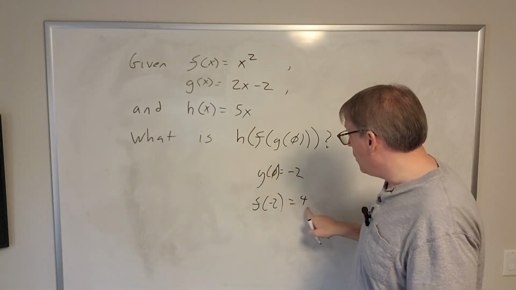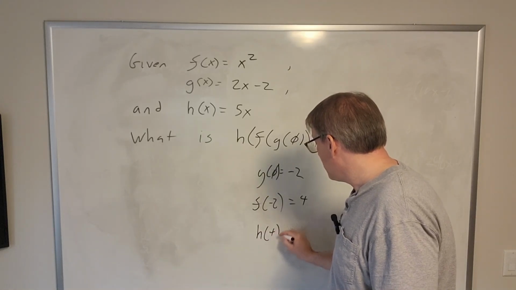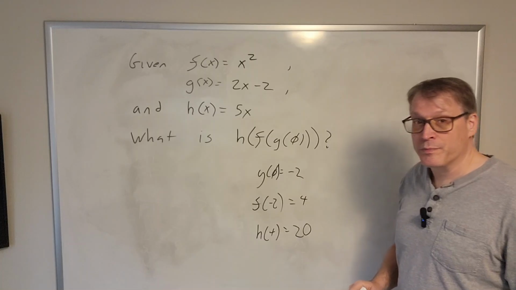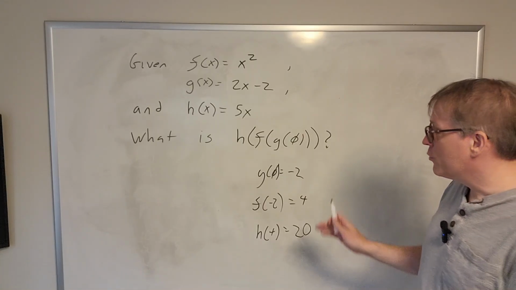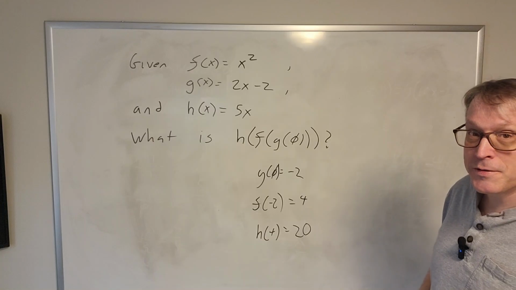So what's h of 4? h of 4 is equal to 5 times 4, which is 20. Got it? Work your way from the inside on out. Think you can do these?